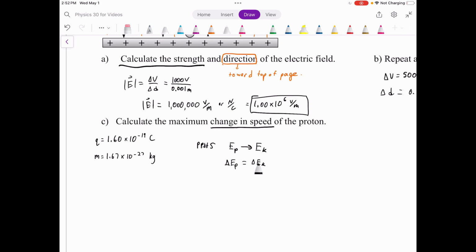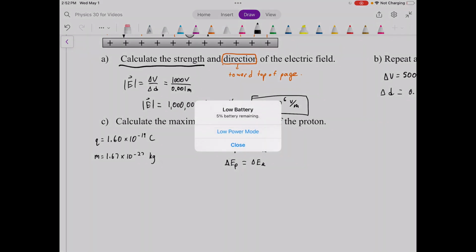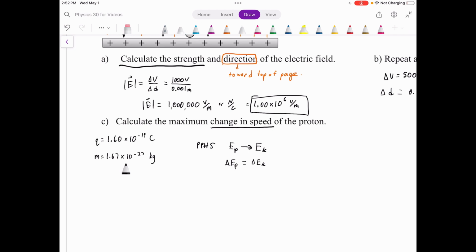Now, how does this help us? Well, if we can figure out how much its kinetic energy changed by, and kinetic energy is just mass times speed squared over 2, we could use that to figure out the proton's change in speed, right? If we figure out how much its kinetic energy changed by, well, the mass didn't change, so we can use that to figure out how much its speed changed by.